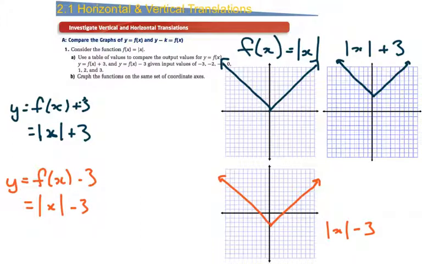So the graph is the same shape. The shape of the graph hasn't changed. What's happened is the position has changed, and that's where this plus 3 and the minus 3 have come in to do that shifting.